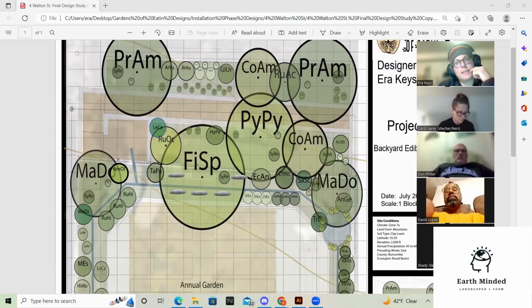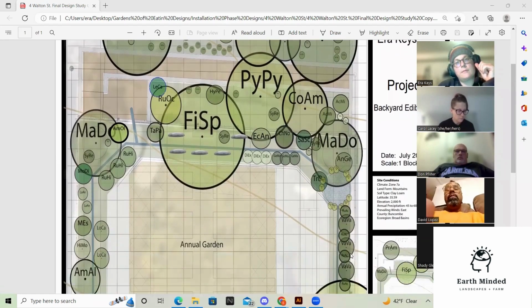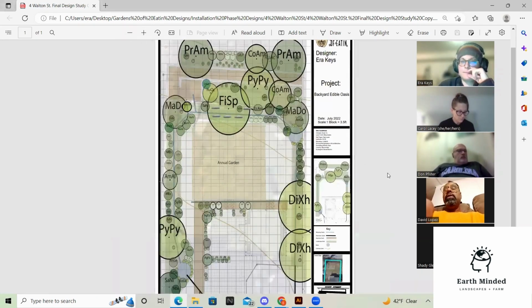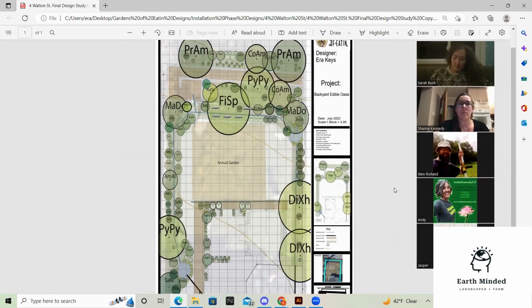David, our next design study that we're going to do later in the course is actually going to be a 4-acre homestead. I think that would be a little better for your needs. Well, I don't have that much acreage. On my design, I'm doing a little less, probably about a quarter of an acre food forest.